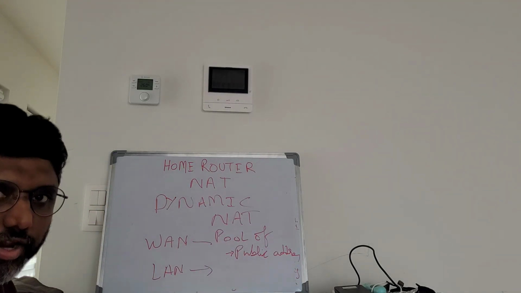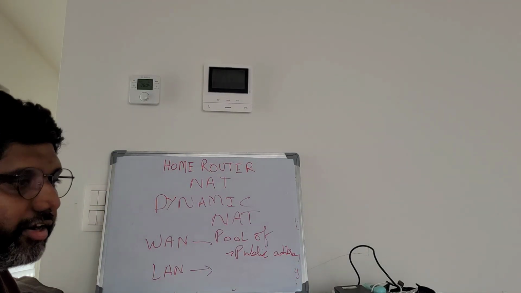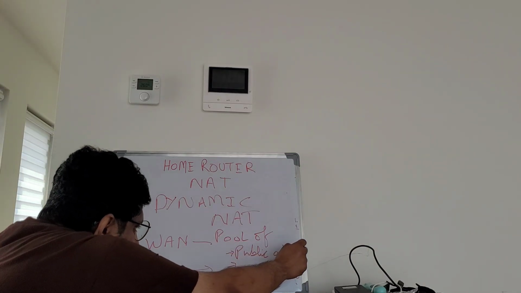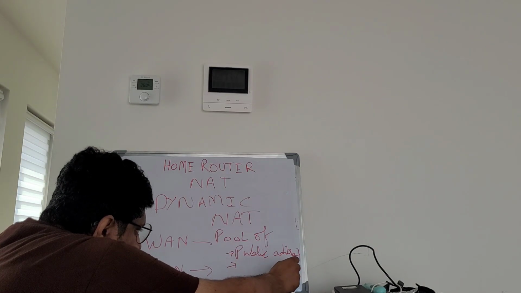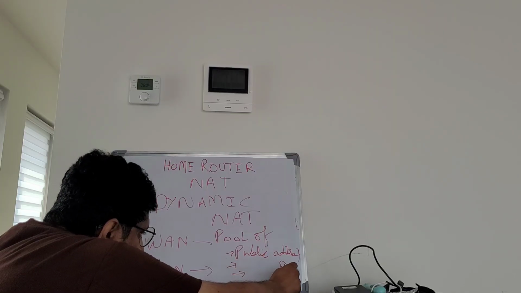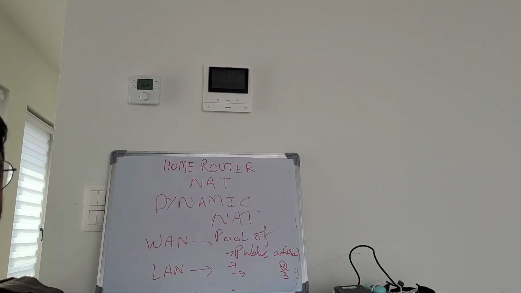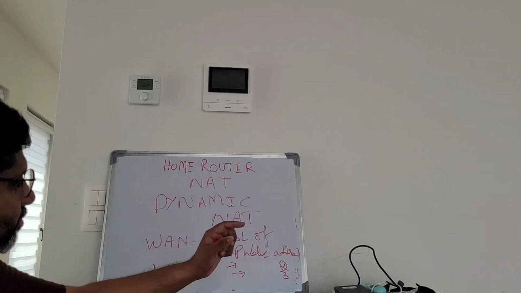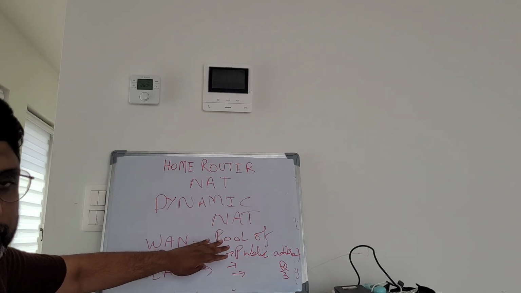Then when one more client tries to use the internet in the LAN network, they will map to another public IP address. For example, if you call this public address 1, this is 2. So if only 3 are available, 3 clients can be connected. If the 4th client tries to communicate, then you cannot have the communication established. So maximum you can have 6 public IP addresses.